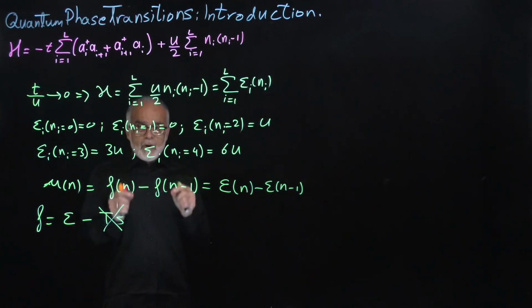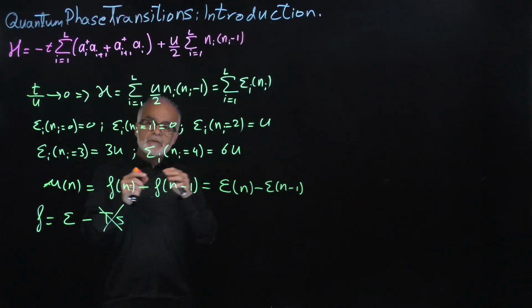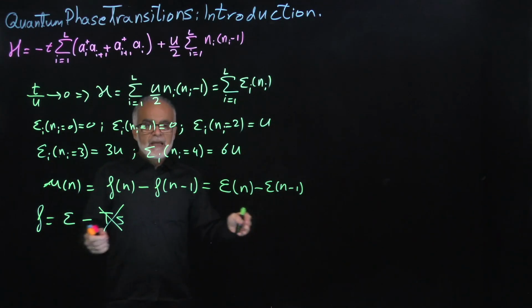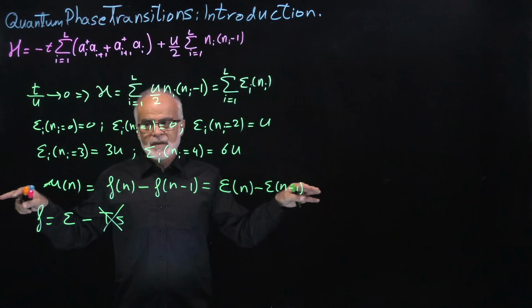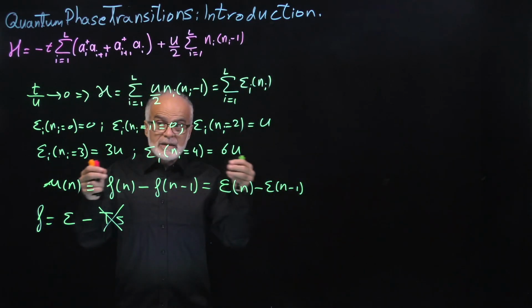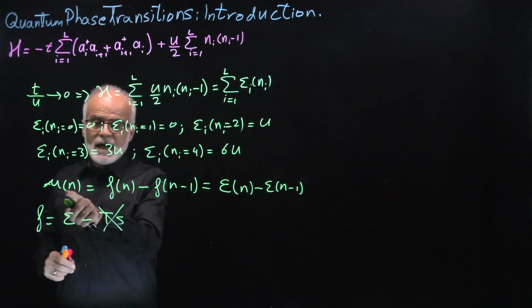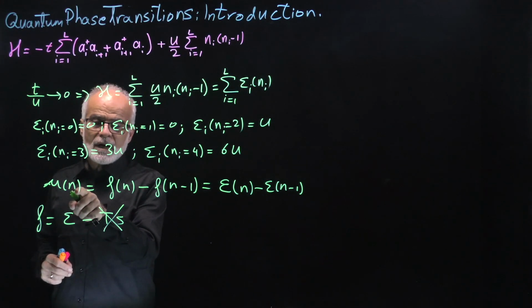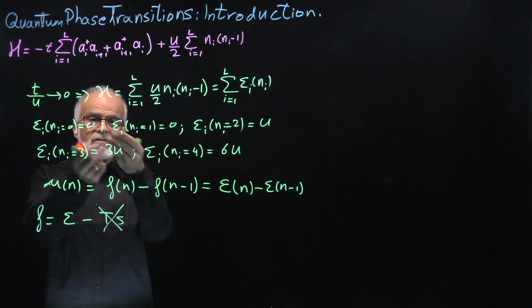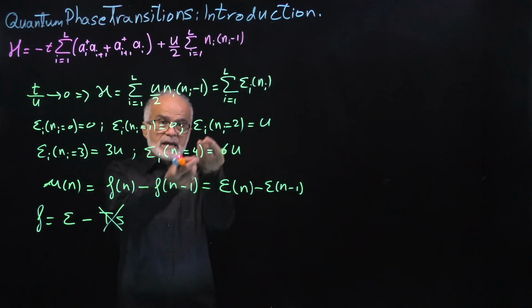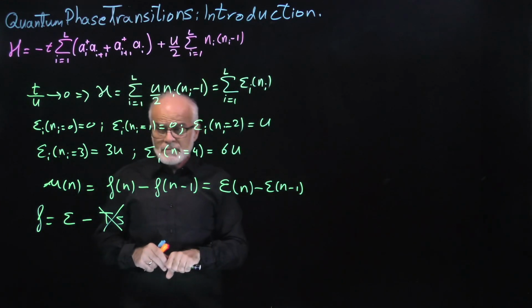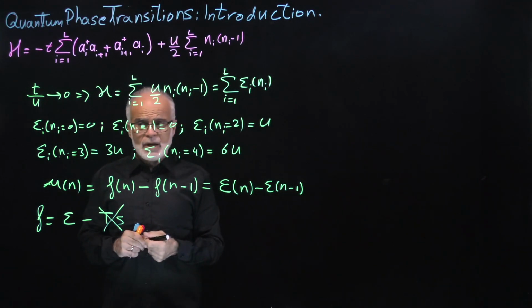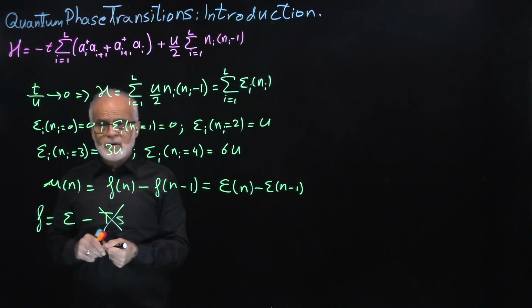Now, note that here we have a thermodynamically stable system. The chemical potential must be the same everywhere in the system. It cannot be dependent on position. And that's why I no longer have i here or i here, because whatever the chemical potential is on a given site, it must be the same on all sites. So now let's calculate the chemical potential for a number of cases.